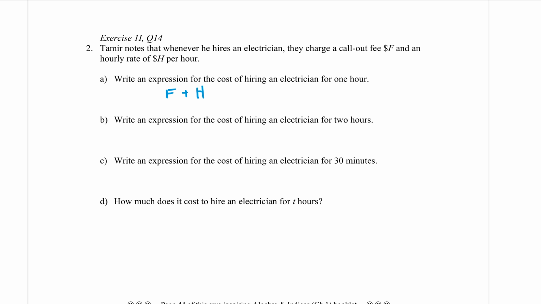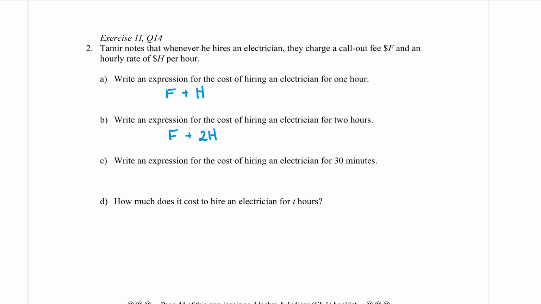So F plus H. Part B, write an expression for the cost of hiring an electrician for 2 hours. So we have the same call out fee, which is F. Then we want 2 hours, so we want 2 lots of H.